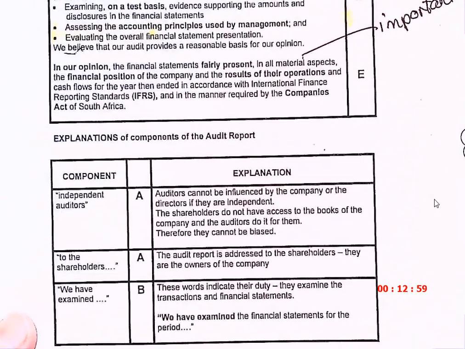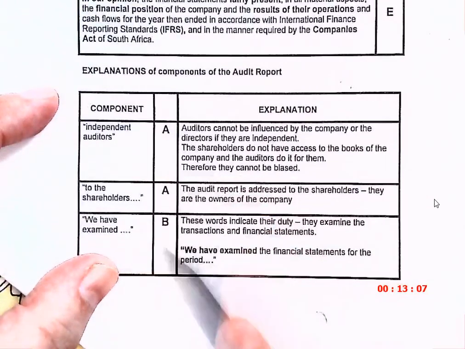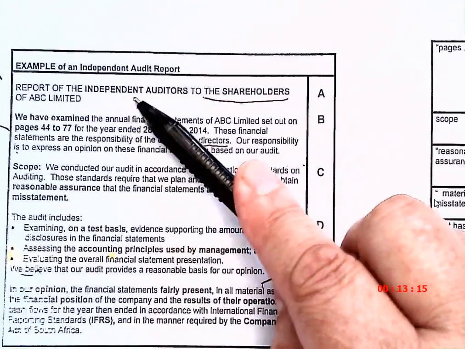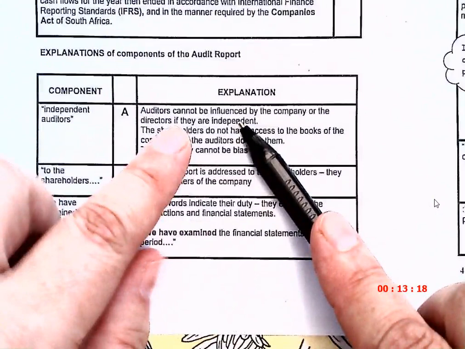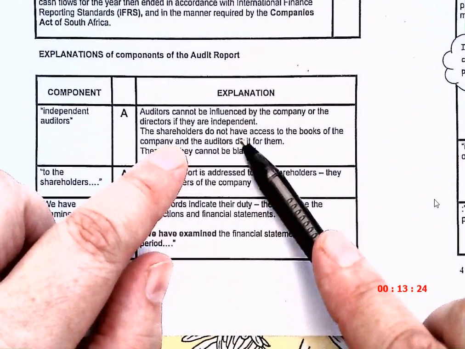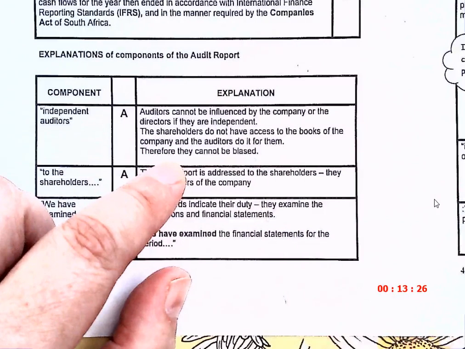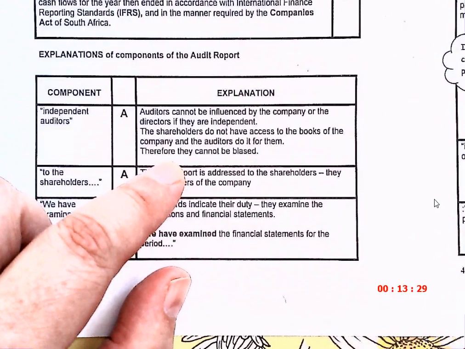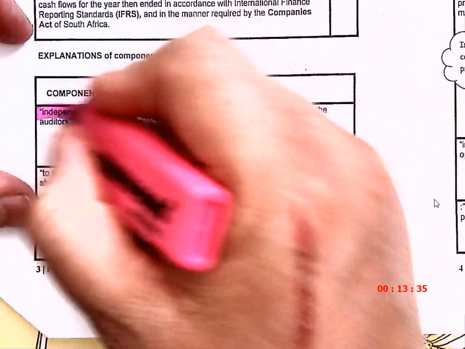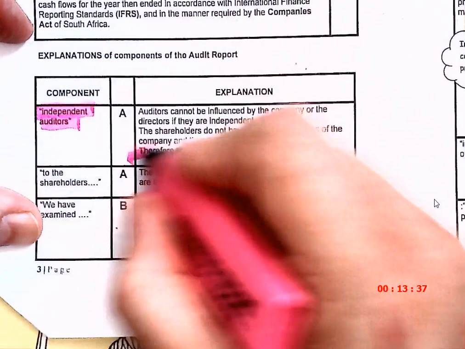So, the first thing, they talk about independent auditors. Can you see how this thing works? It tells you A, B, because they're referring to A. Independent auditors means auditors cannot be influenced by the company directors and not even the shareholders. The shareholders do not have access to the books. That's why the auditors go in to do it for them. They cannot be biased. So if they ask you what it means if they say they are independent, it means they are not biased.